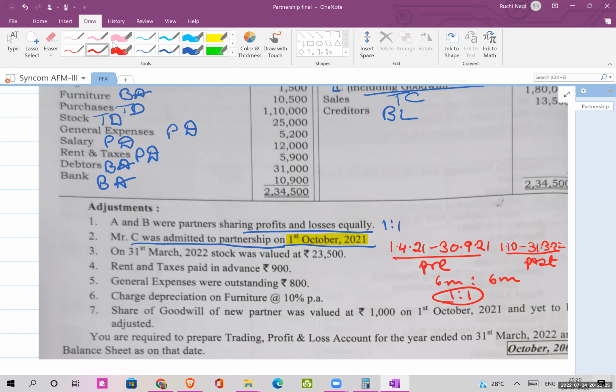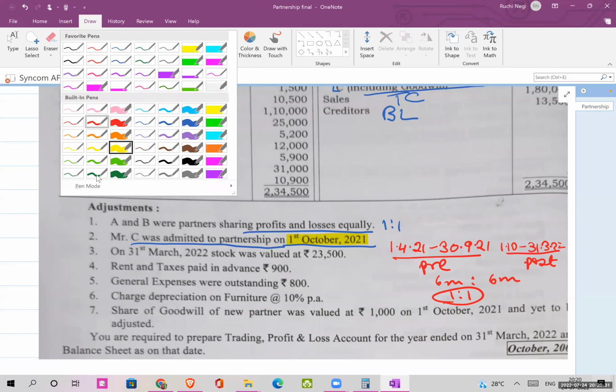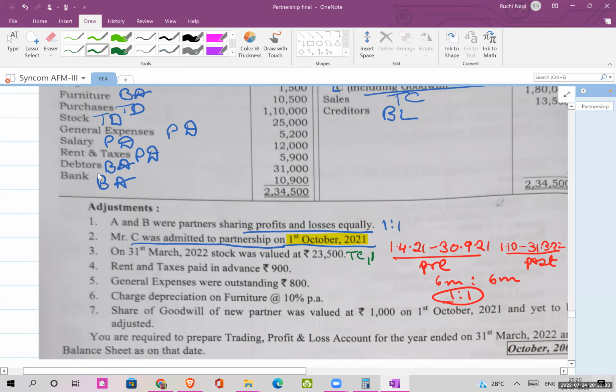Then 31st March ko there is a closing stock valuation. So it's got two effects: trading credit, second effect balance sheet asset. Rent and taxes paid in advance. So put a tick mark to rent. It is advance, matlab prepaid. So two effects. It will be balance sheet asset and it will be less from the concerned expense. General expenses were outstanding. Put a tick mark to general expense since it is having an adjustment. Outstanding means it will be added, and second effect will be balance sheet liability. Depreciation on furniture. Put a tick mark to furniture. This will be P&L debit, second effect less from furniture.